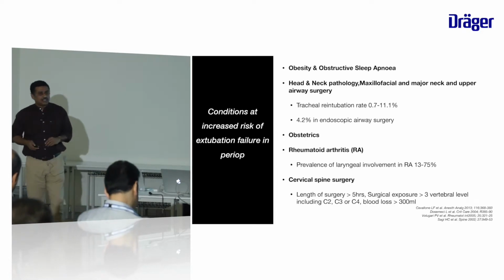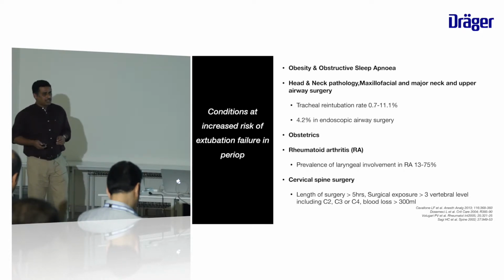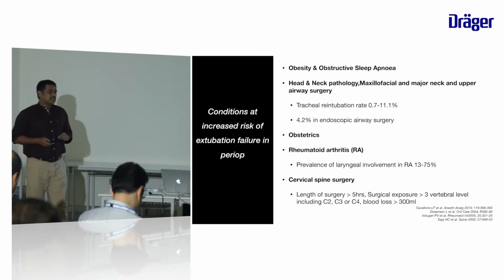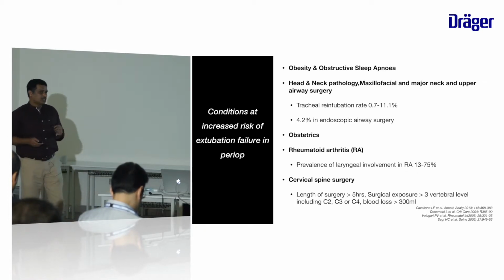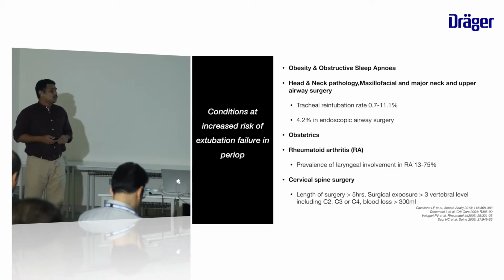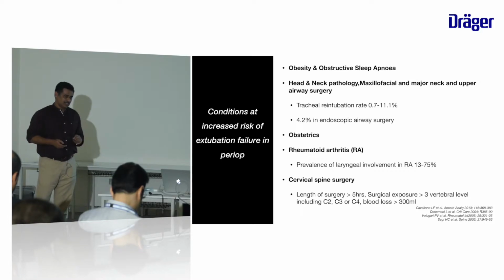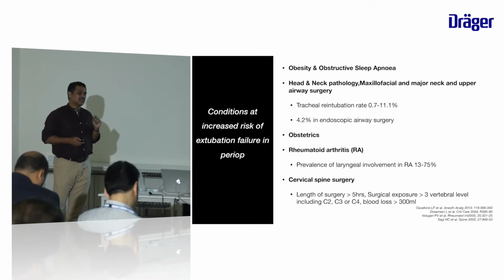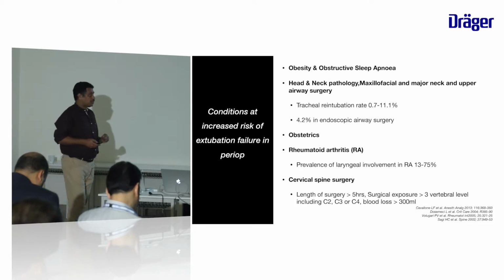Now, let us go through some of the conditions which are at increased risk in the perioperative period: obesity and obstructive sleep apnea. These patients are more prone to postoperative respiratory obstruction, opioid respiratory depression, difficult extubation, and so on. In head and neck surgeries, maxillofacial surgeries, and upper airway surgeries, the tracheal reintubation rate is up to 11%. In endoscopic airway surgeries, it is around 5%. In obstetrics, the change in physiology can make the airway difficult. In rheumatoid arthritis, the prevalence of laryngeal involvement is around 13 to 75%. It can be a deviation of the larynx, laryngeal nodules secondary to the rheumatoid arthritis, or severe arytenoid joint arthritis leading to severe postoperative respiratory obstruction.